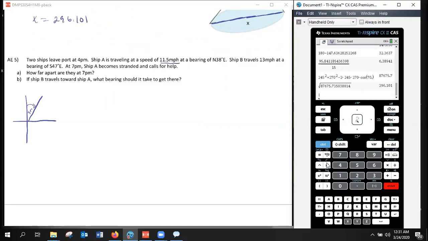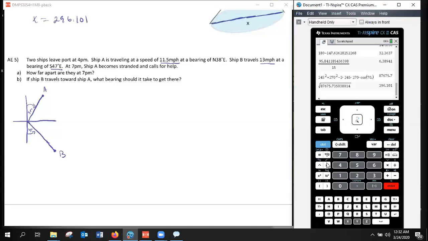Ship B is traveling 13 miles per hour at a bearing of 47 degrees east of south. So let's draw roughly a 47-degree angle right here. And then at 7 p.m., ship A is stranded and calls for help. So we know that ship A is right here. Ship B looks like it's probably going to be a little bit further because it traveled faster. Should be right about there.